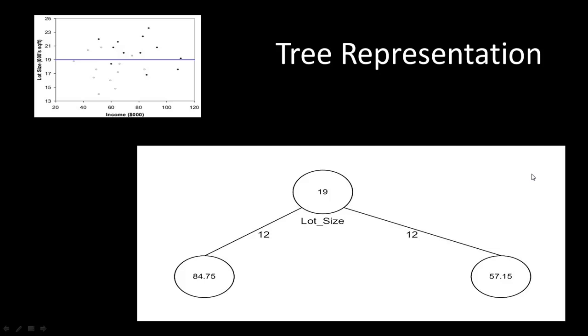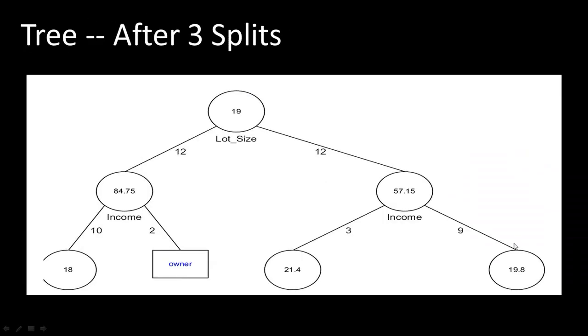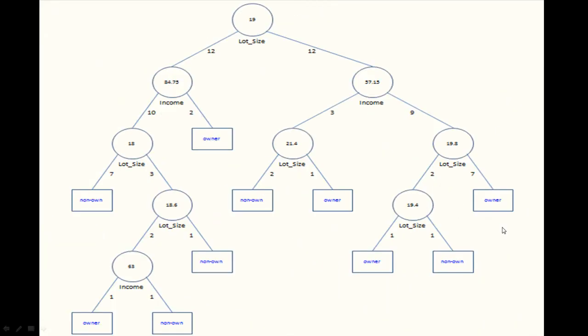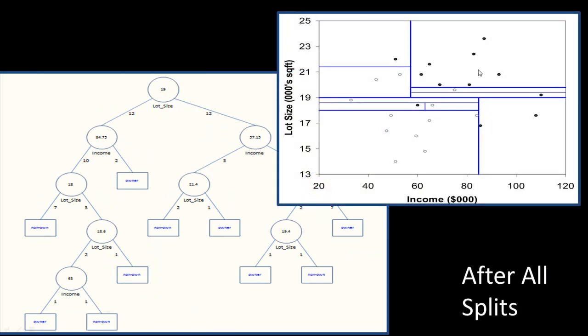And of course, we know how this whole thing breaks out into a tree definition. I'm not going to go over this once again. So you see the split at lot size of 19 creates two groups. And then we know that the number inside the node is a split value, and the number along the arcs are basically the number of cases that fell along that branch. We looked at this already. And this is how the tree looks after three different splits. And this is what the complete final tree looks like after all the splits are performed. In other words, this corresponds to the last diagram that we saw. This was all the splits, and this is the corresponding tree that the splits imply.